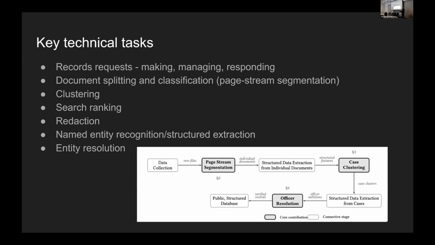Beyond that, once we get these records, they can come in any format. Some agencies will send all of their records as one giant PDF that's like 15,000 pages. And so even figuring out the boundaries of where a document ends and the next document begins becomes its own technical challenge. Clustering is another issue that we ran into.